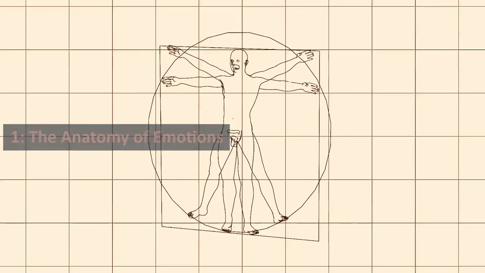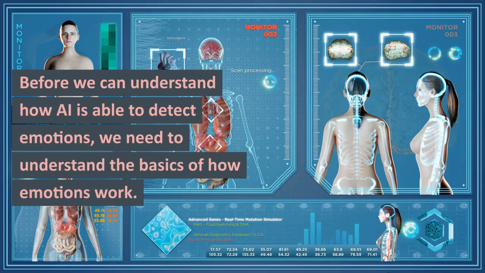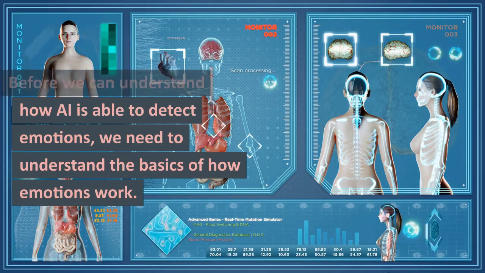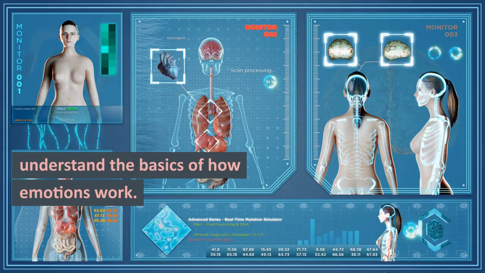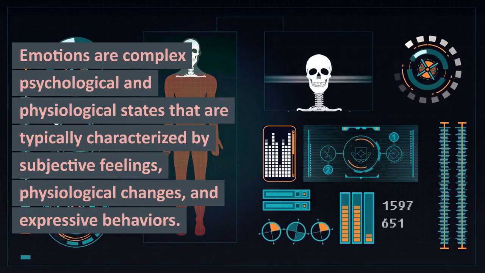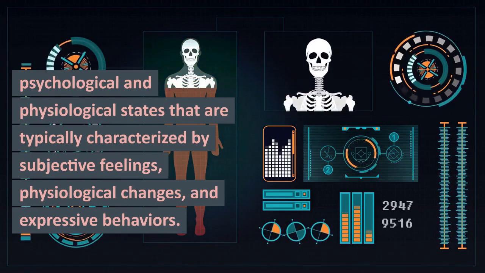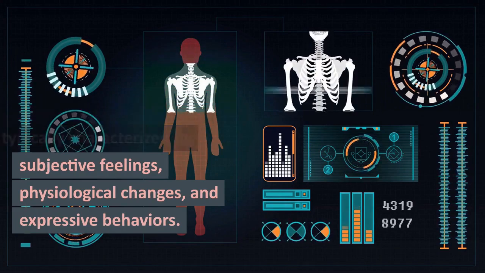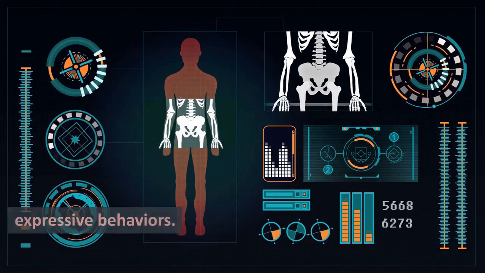1. The anatomy of emotions. Before we can understand how AI is able to detect emotions, we need to understand the basics of how emotions work. Emotions are complex psychological and physiological states that are typically characterized by subjective feelings, physiological changes, and expressive behaviors.